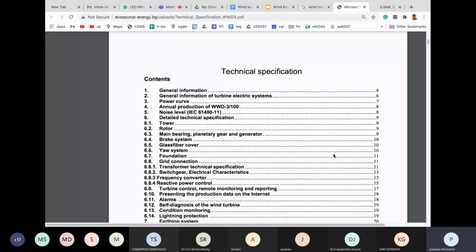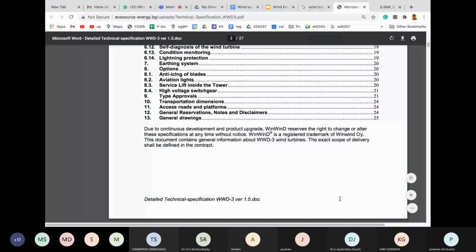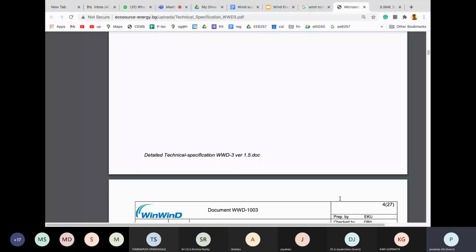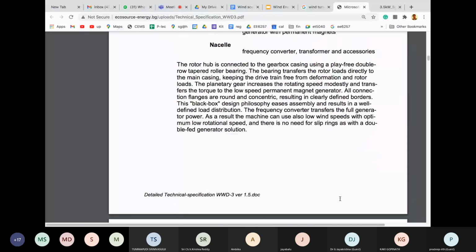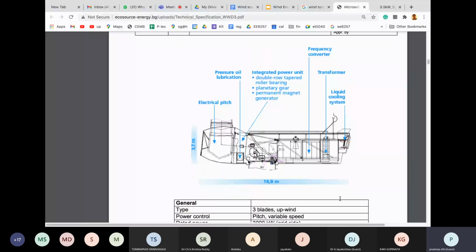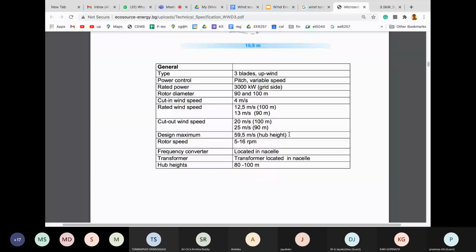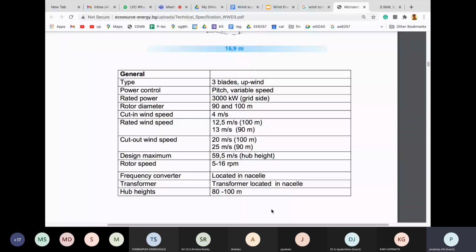And so all the details, 27-page complete details, are given. So let us go to the general specifications. Again here you can see three blades, and then the power control is by pitch control, and it can operate at variable speeds. Exactly the same pitch control which I mentioned.